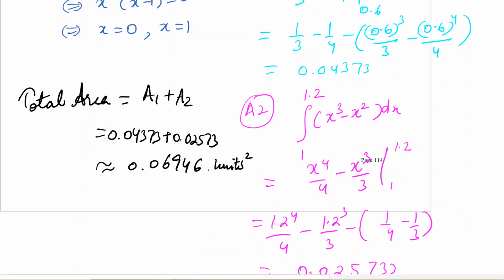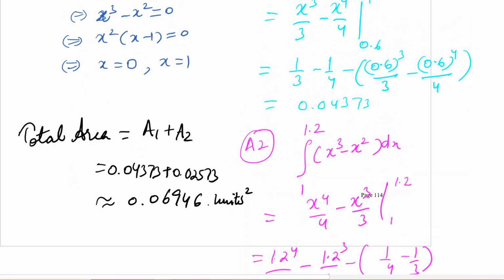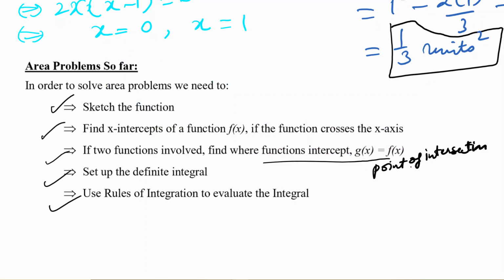So overall, what we learned from this video is, for any area problem, first sketch the function and then find the x-intercept of the function if the function crosses the x-axis. If two functions are involved, find their points of intersection, then set up the definite integral and use the integration rules to solve the integral. All right, so I hope this makes sense.